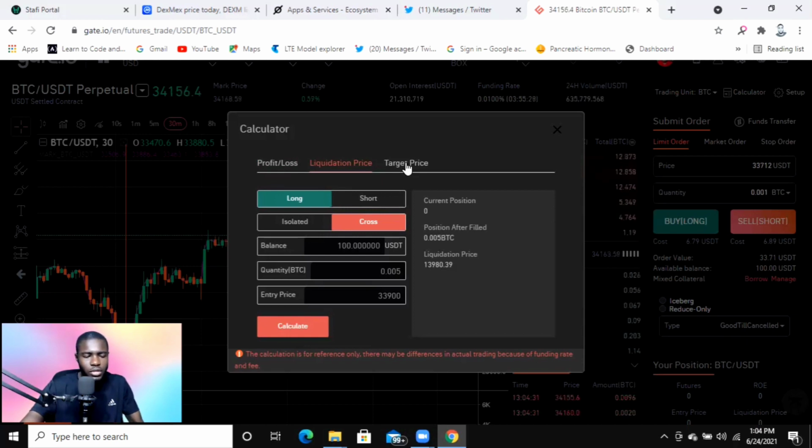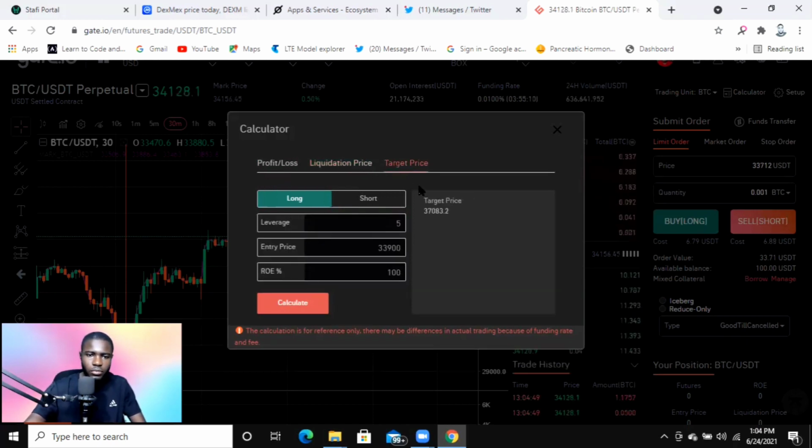So try to always look at your liquidation price and ensure that you are as far away from it as possible, right? So let's check target price. The target price shows you the price an asset needs to reach before you can make a certain return. So if you want to make 100% return, for example, and you are entering BTC at 33,900, the target price to attain 100% return on investment would be when BTC gets to $37,083, right?